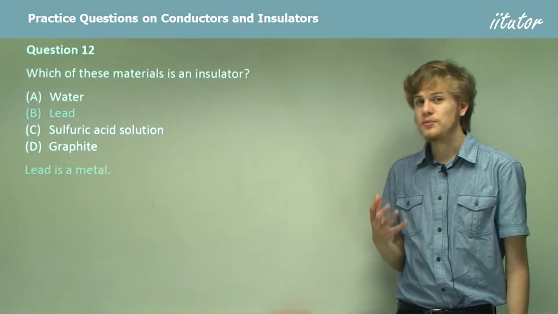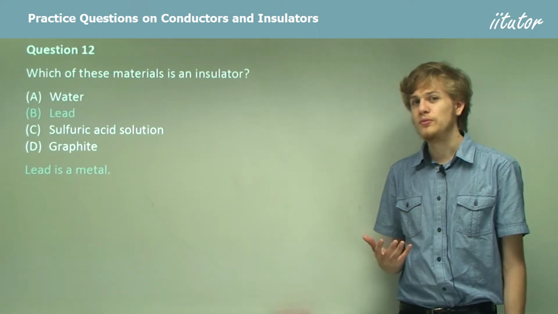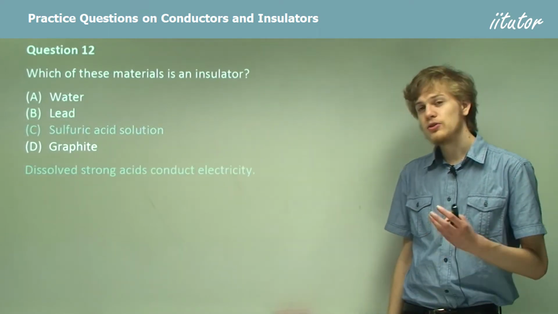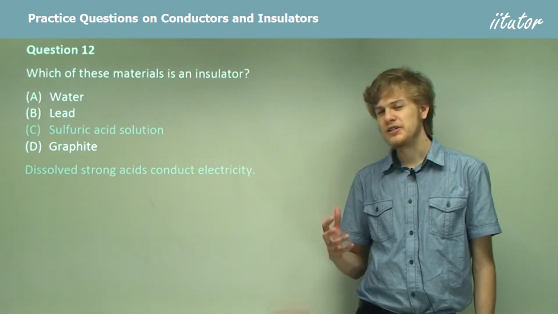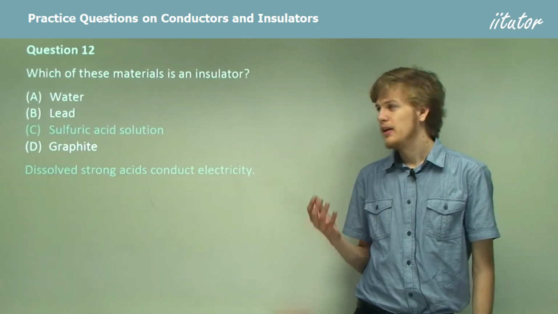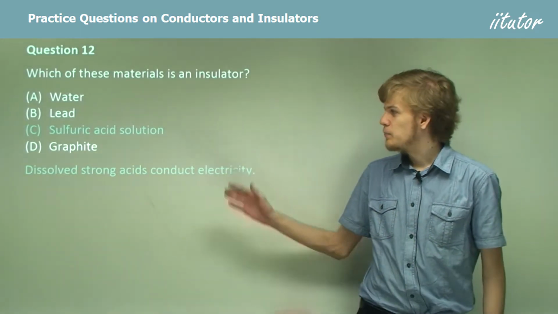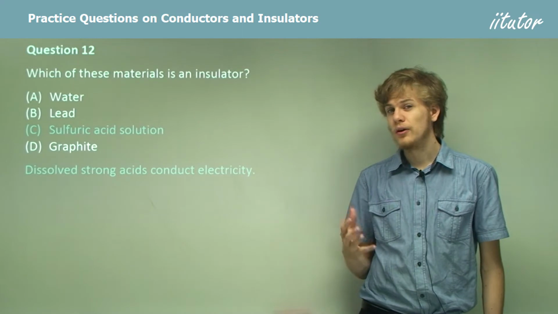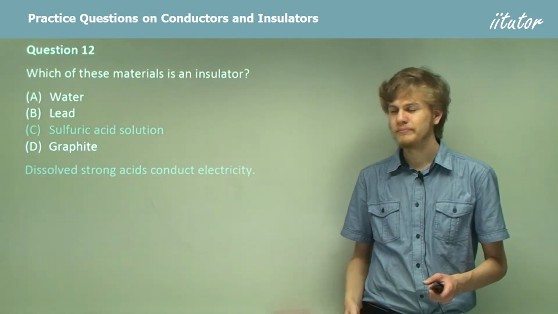So, because lead is a metal, it's a good conductor. The electrons in a piece of lead are free to move around. If we have a sulfuric acid solution, then we have dissolved positively charged hydrogen ions and dissolved negatively charged sulfate ions. Because both of these ions are free to move around, sulfuric acid solution will conduct electricity.